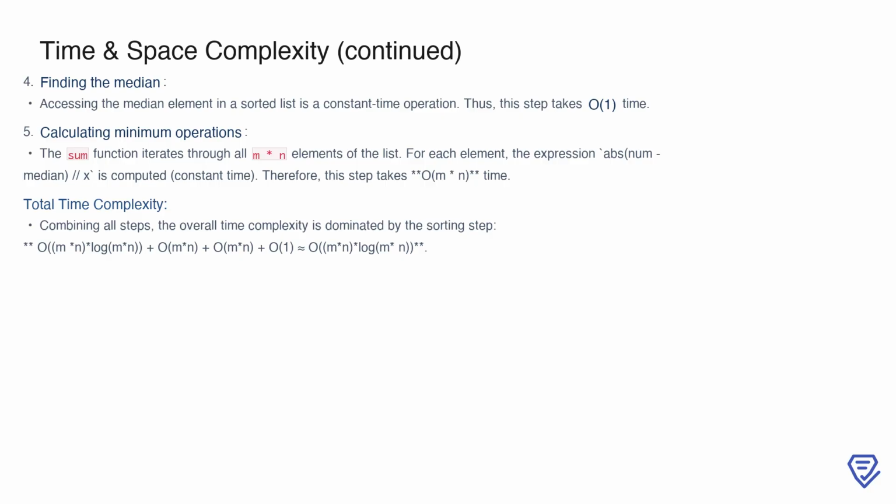After finding the median, we calculate the minimum number of operations required to make all elements equal. This is done using the sum function, which iterates through all m*n elements. For each element, we compute the absolute difference divided by x, a constant time operation. Thus, this final step contributes m*n to the time complexity. When we combine all these steps, the sorting step, m*n log m*n, dominates the overall time complexity. Adding the linear time steps and the constant time median lookup does not change the asymptotic complexity, leaving us with a total time complexity of m*n log m*n.